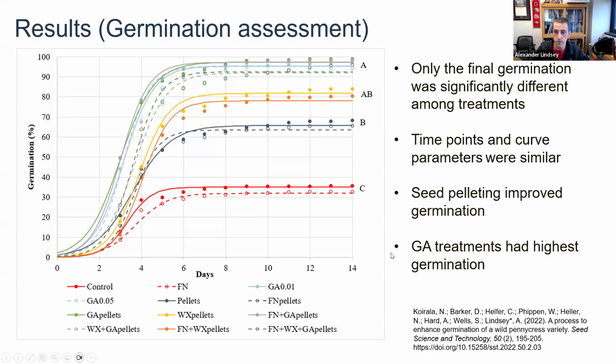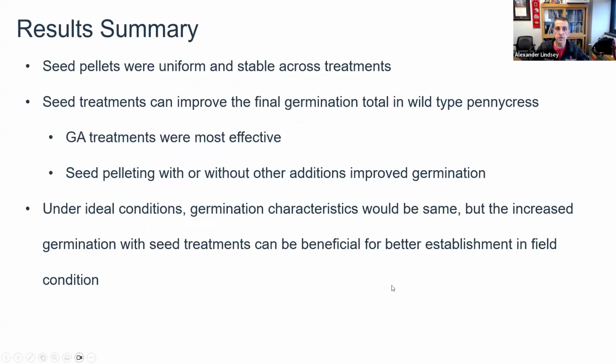So the conclusions from this is that seed pellets were uniform. We were pretty good at making these pellets in the lab. Seed treatments did improve the final germination in some cases. GA treatments were most effective. Seed pelleting did improve germination, but was not quite as effective as the GA treatment. And so under ideal conditions where these were performed, germination characteristics would be the same, but increased germination with seed treatments can be beneficial for better establishment in field conditions.